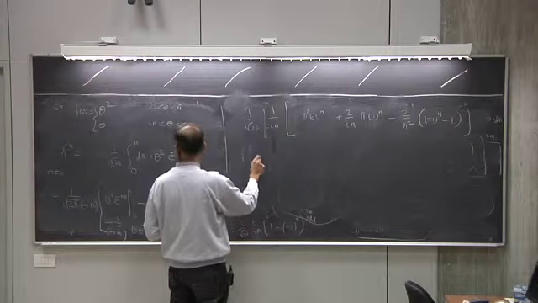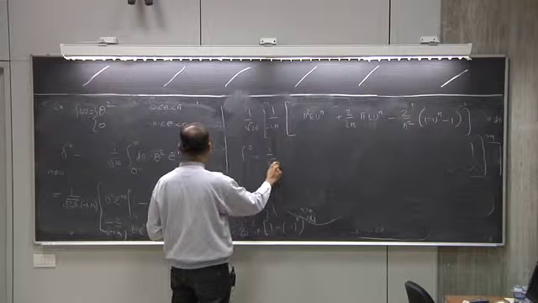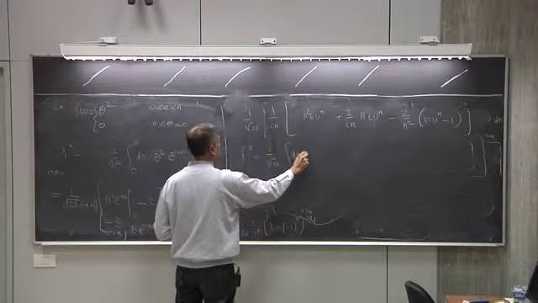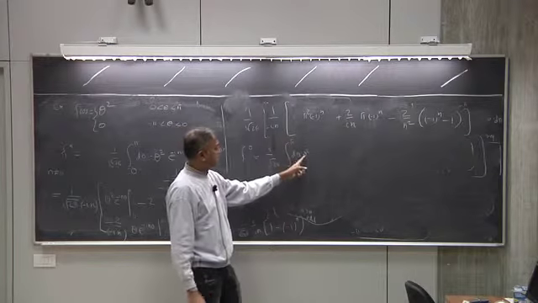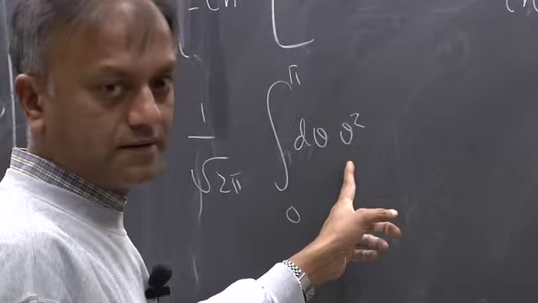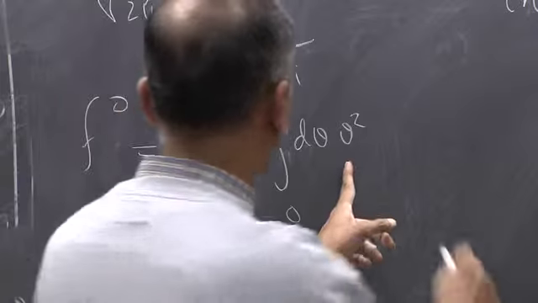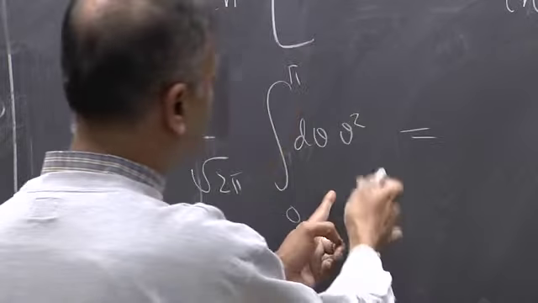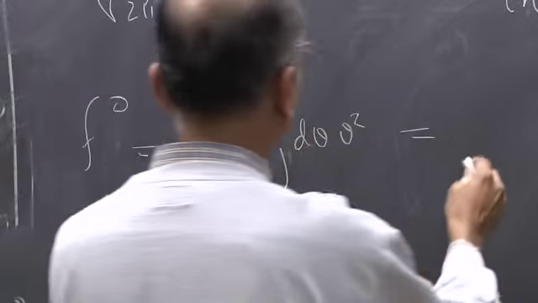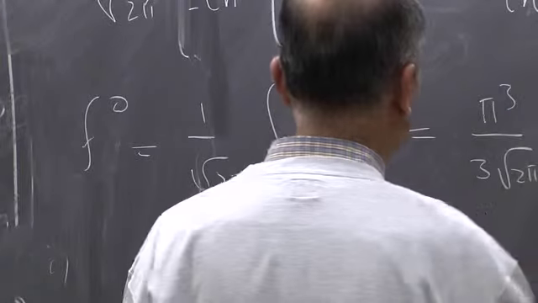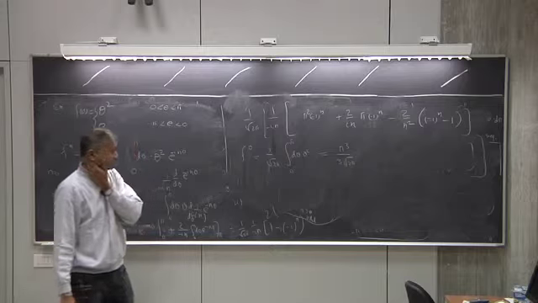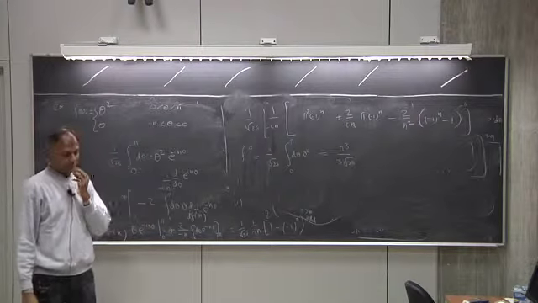f0 is simply 1 over root 2 pi integral d theta theta square from 0 to pi. But this is simply theta cube over 3, right? So this gives you theta cube over 3 evaluated between pi and 0. So this gives you pi cube over 3 root 2 pi. It's a bit of a mess.